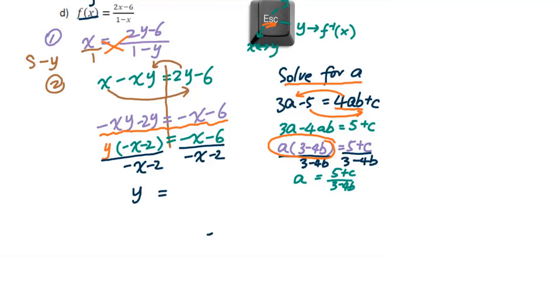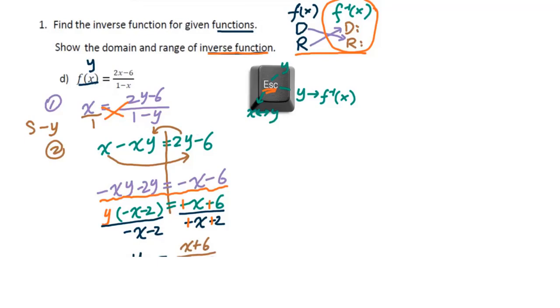For a fraction, the first term of the denominator normally is positive, so we switch the sign for everything. Then we get (x + 6)/(x + 2). Then the last step, change y into the inverse function symbol. We get (x + 6)/(x + 2). Now we need to figure out the domain and the range of the inverse function.